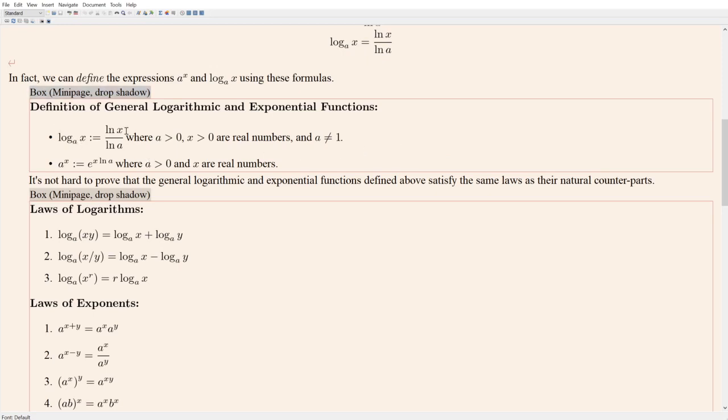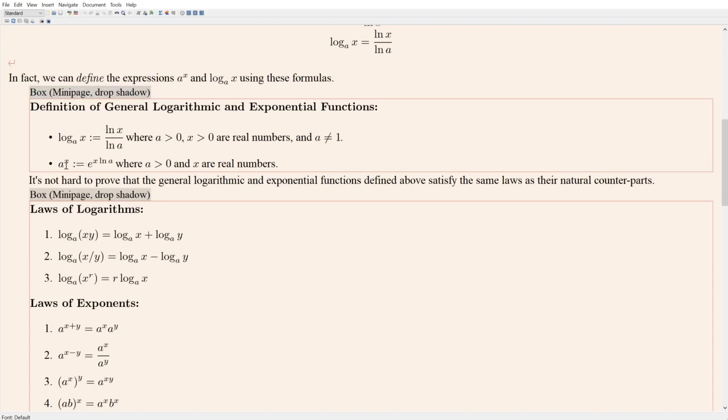So log base a is defined as the natural log of x over the natural log of a, provided everything is well defined. So a has to be positive, because otherwise the natural log is not defined. Similarly, x has to be positive, and a can't be 1, because if a is equal to 1, the natural log of 1 is 0. So this would be telling us to divide by 0, which of course we can't do.